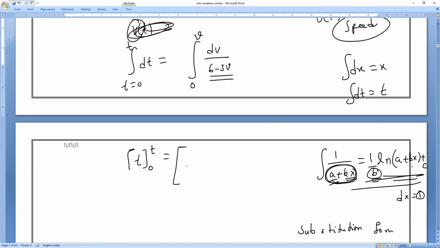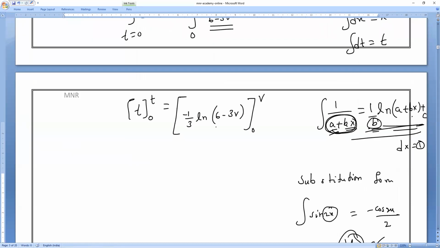The denominator is 6 minus 3v, so in the sense of it will come like minus 1 by 3. Is it okay? Minus 1 by 3 into ln of what is remaining, the denominator, 6 minus 3v. And what is the limits? 0 to v. Is it okay, everybody? Yes, sir.